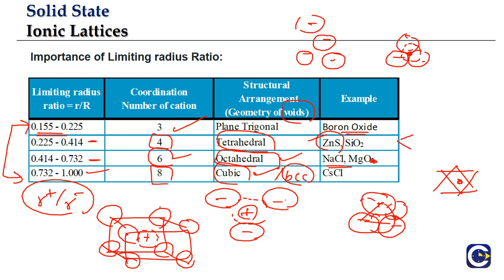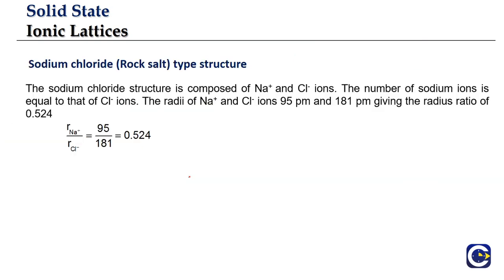Now there is an importance for the coordination number in terms of the stability of the structure. So we'll talk about that also when we cover these important class of ionic structures. So we'll start with first the rock salt structure or the sodium chloride type of structure.